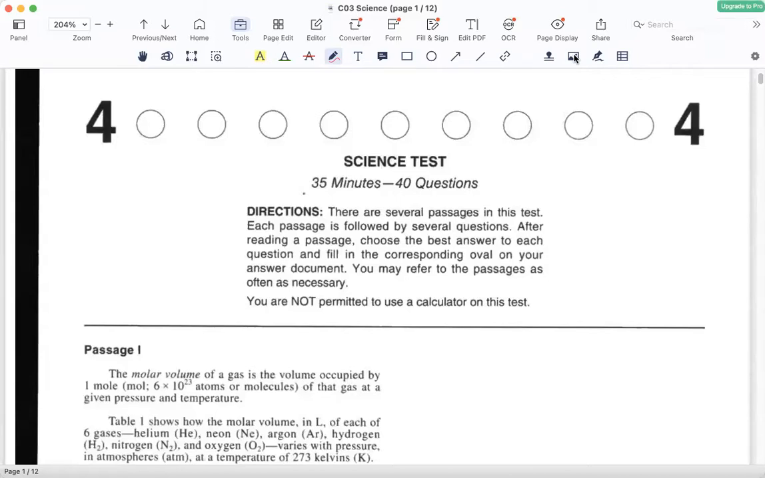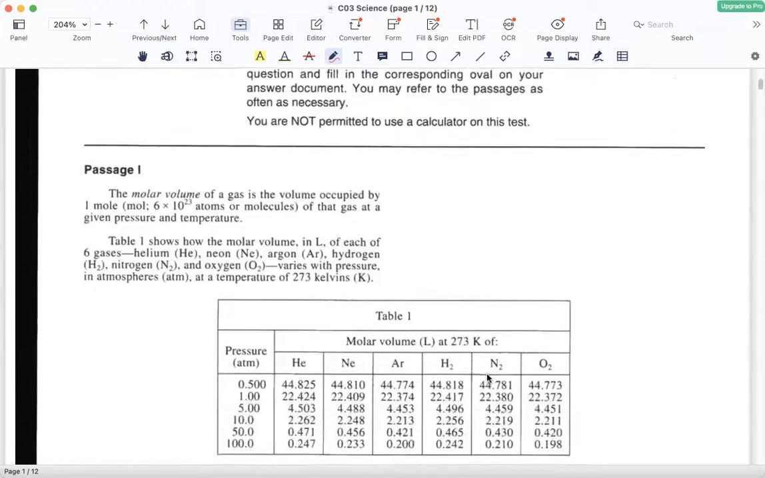In today's video, we will do the science section of the C03 test, which is the December 2019 test. So let's begin. Passage 1.